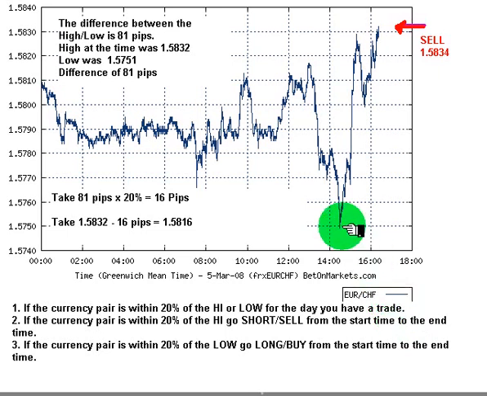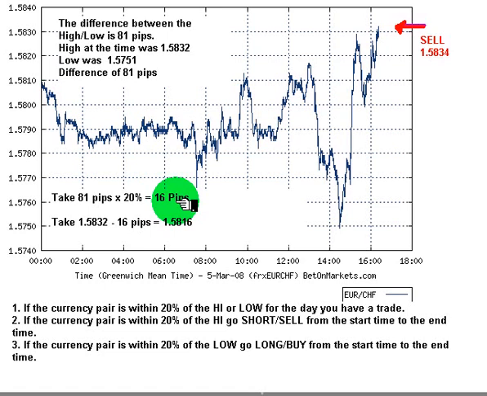And again, the low of the day was 1.5751. The high of the day at the time I looked at the chart was 1.5832. So from the low to the high, there was an 81 pip difference. And what you do to find if you're within 20% for your trading time is take that difference, which in this case is 81 pips, times it by 20%, which equals 16 pips.